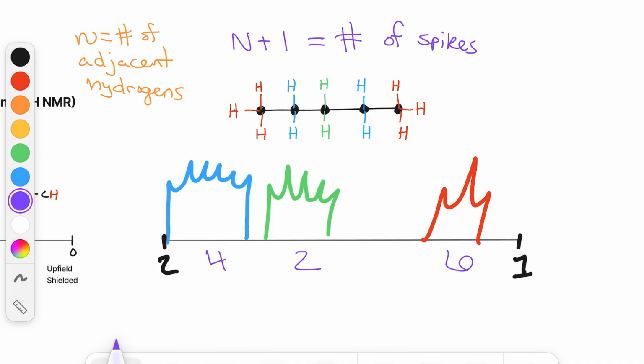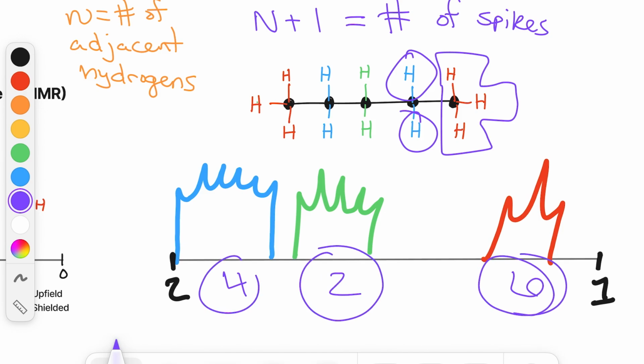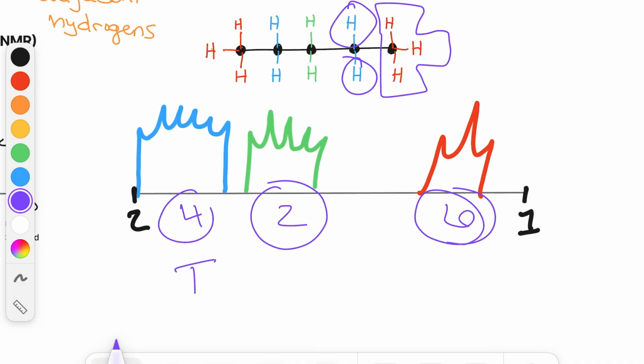Just to reiterate, we determine the number of spikes, like red, for example, which is 3, using the hydrogen neighbors. So the number of spikes is about the hydrogen neighbors. The integration number, which you're going to see underneath the signal, tells us about the hydrogens giving off the signal.